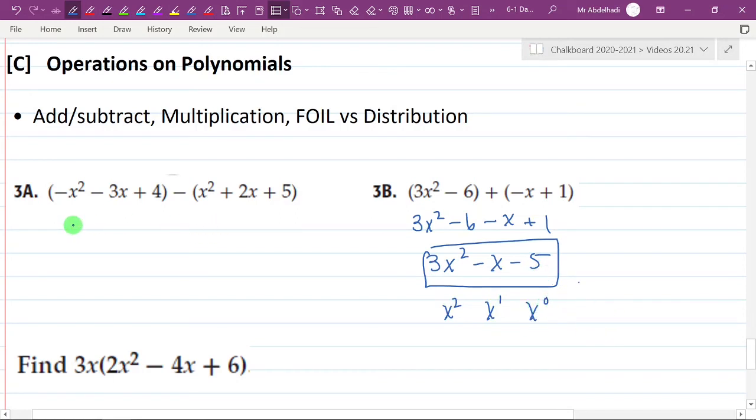How about this one here, subtraction? Can I just drop the parentheses like I did here? The answer is sorta.